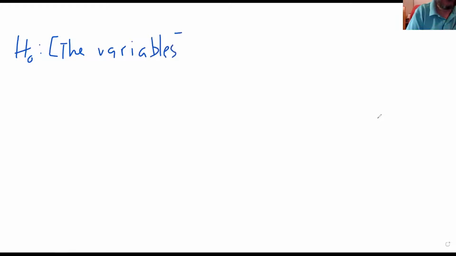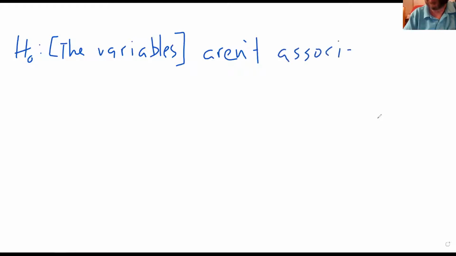So the null hypothesis for a test of association goes something like this. The null hypothesis is that the two variables aren't associated. This is where you get that test of association. And then, of course, the alternative hypothesis is that they are.